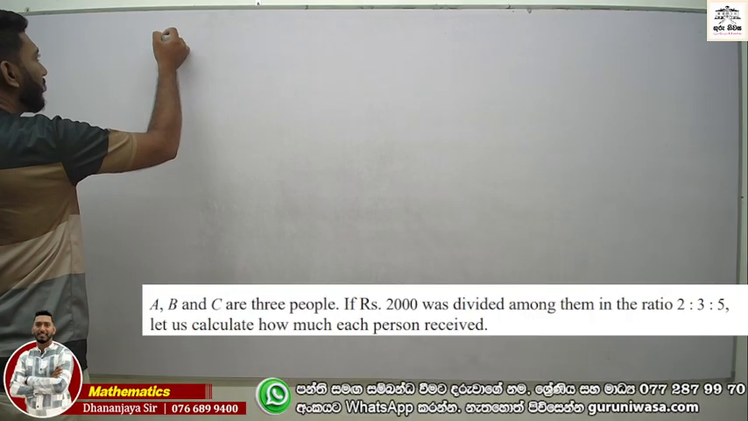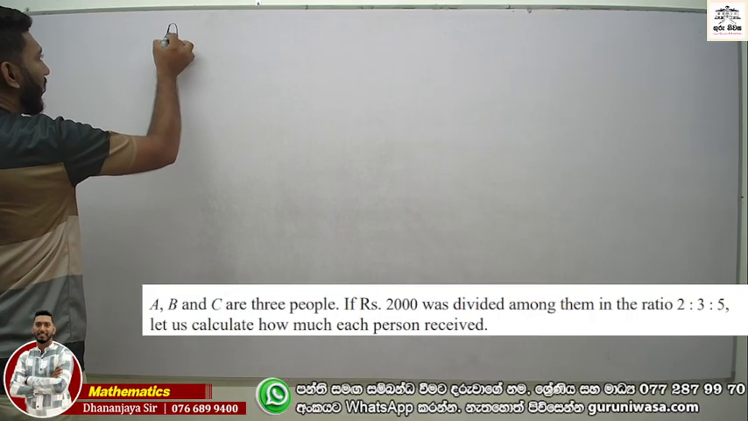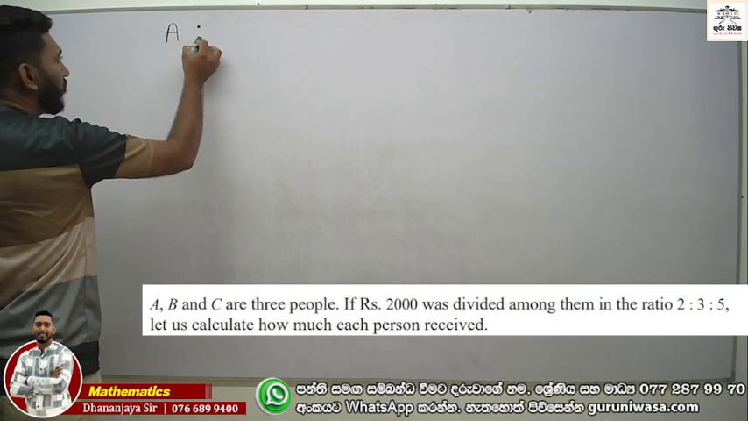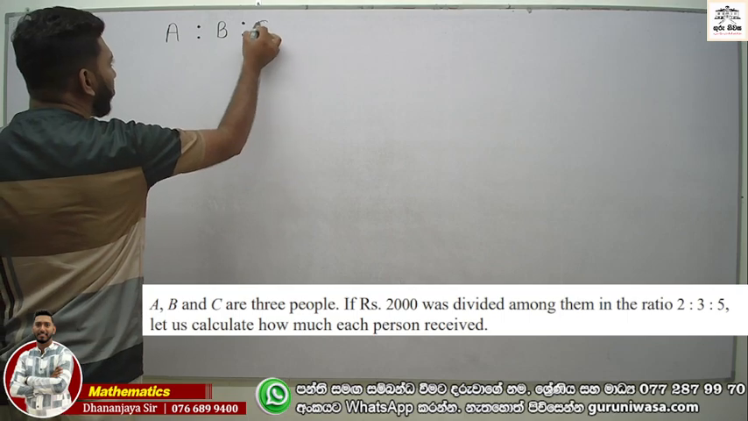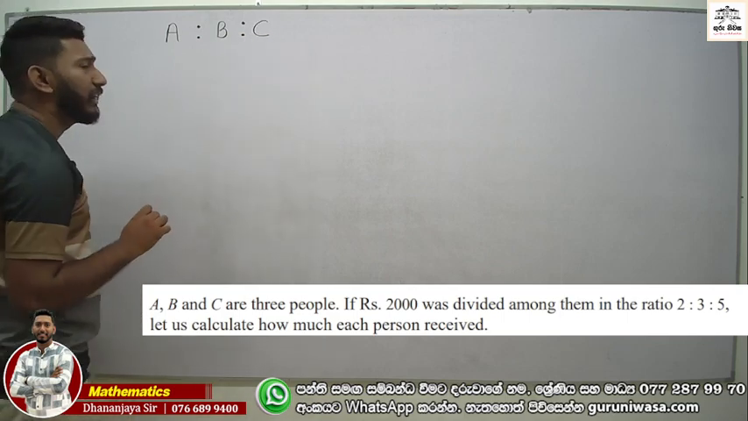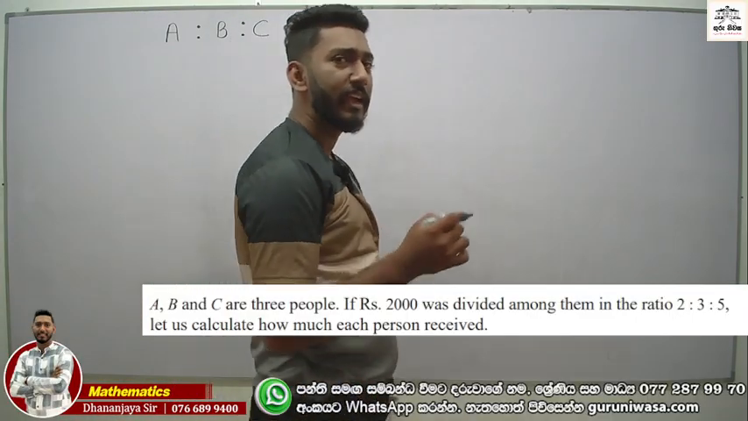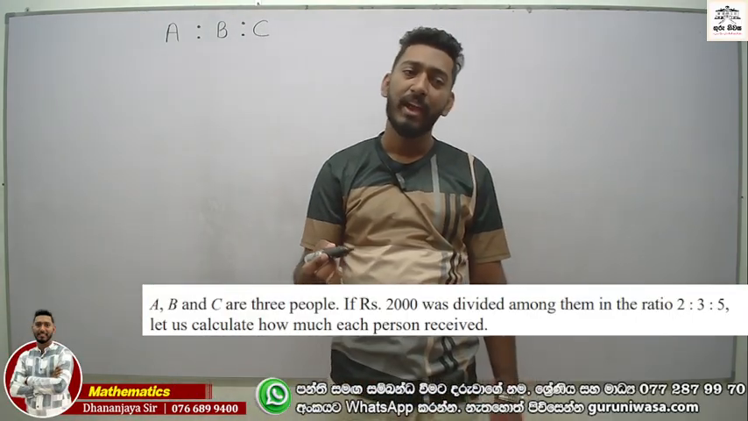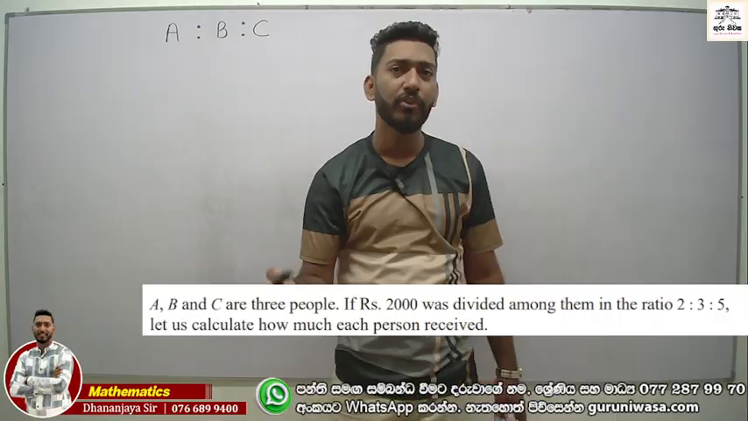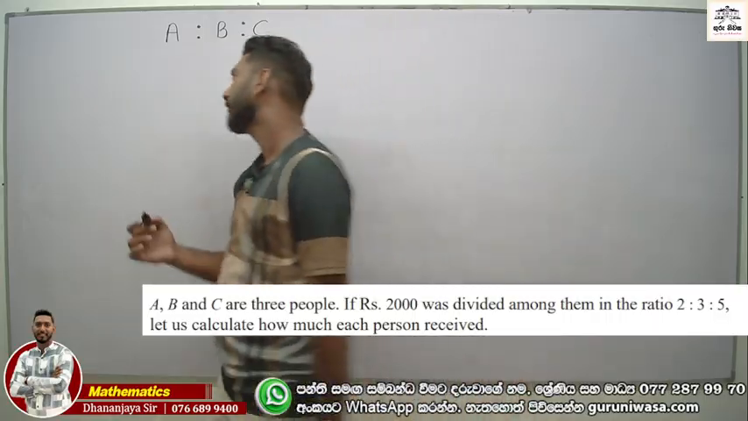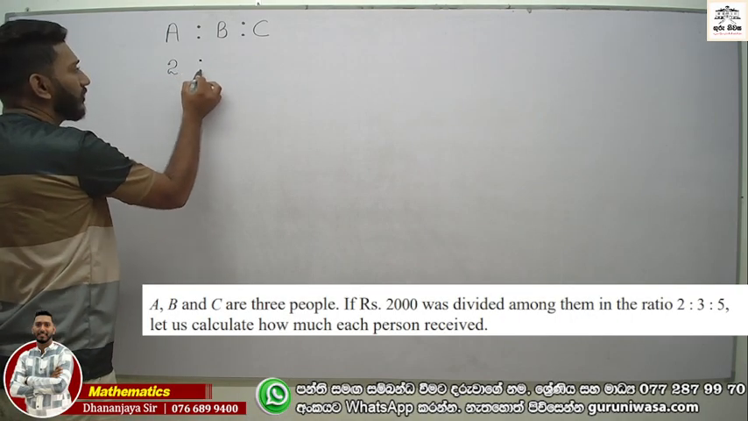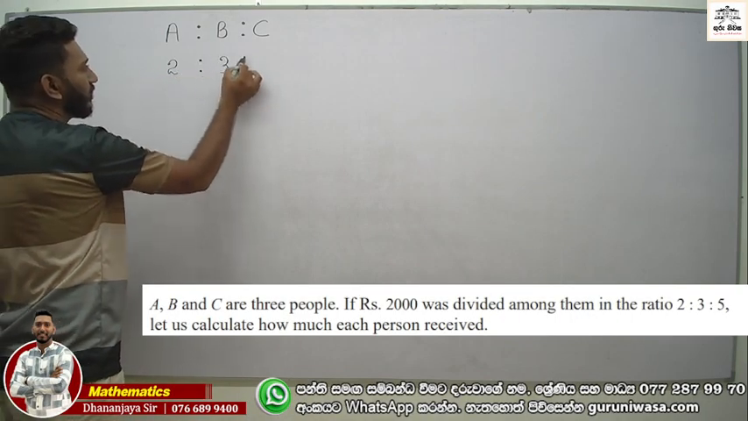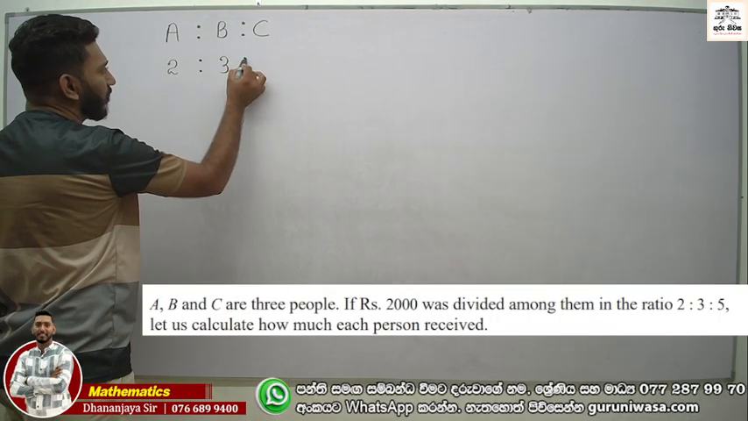There are three persons, A into B into C. Now, what is the relevant ratio about this? A into B into C? And the question said 2 to 3 to 5. 2 to 3 to 5. Right.